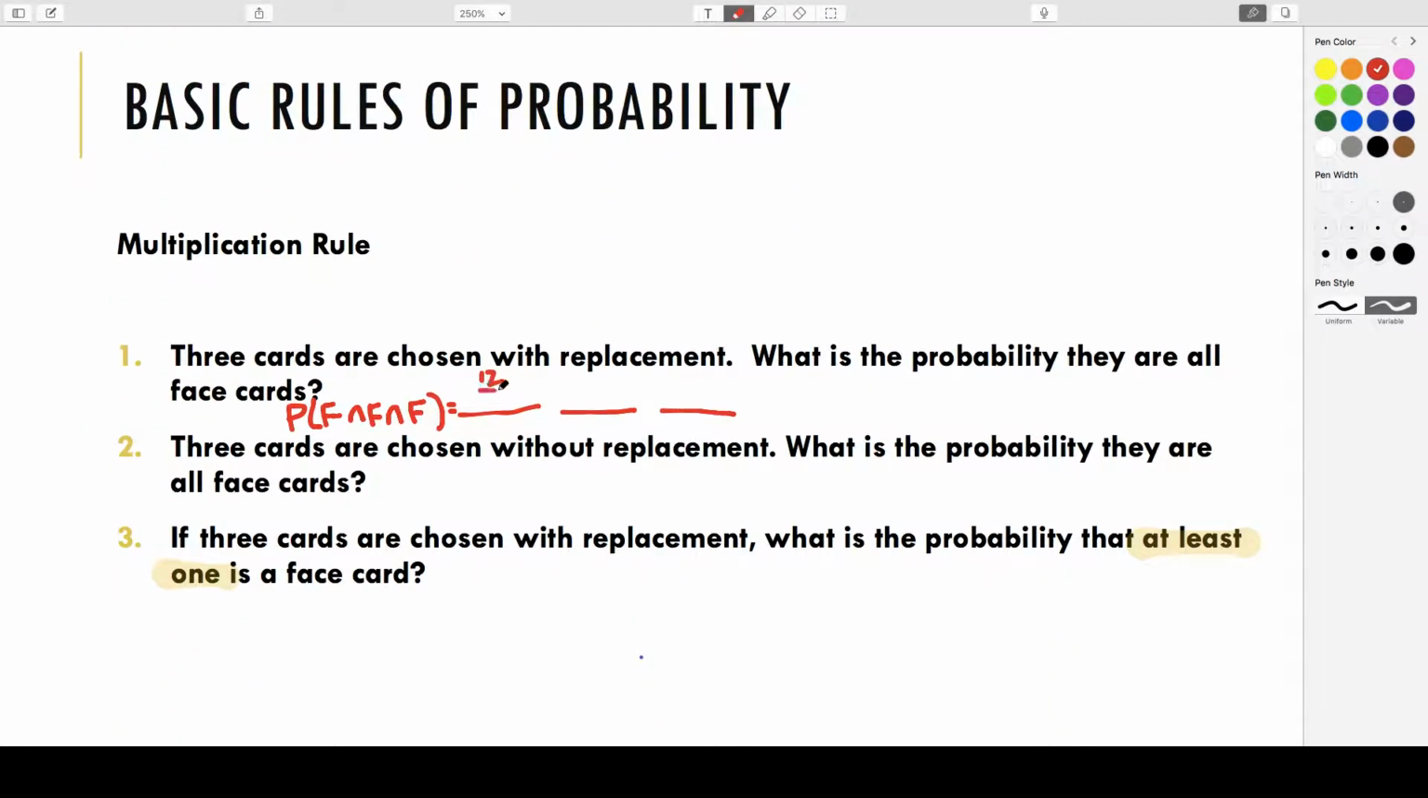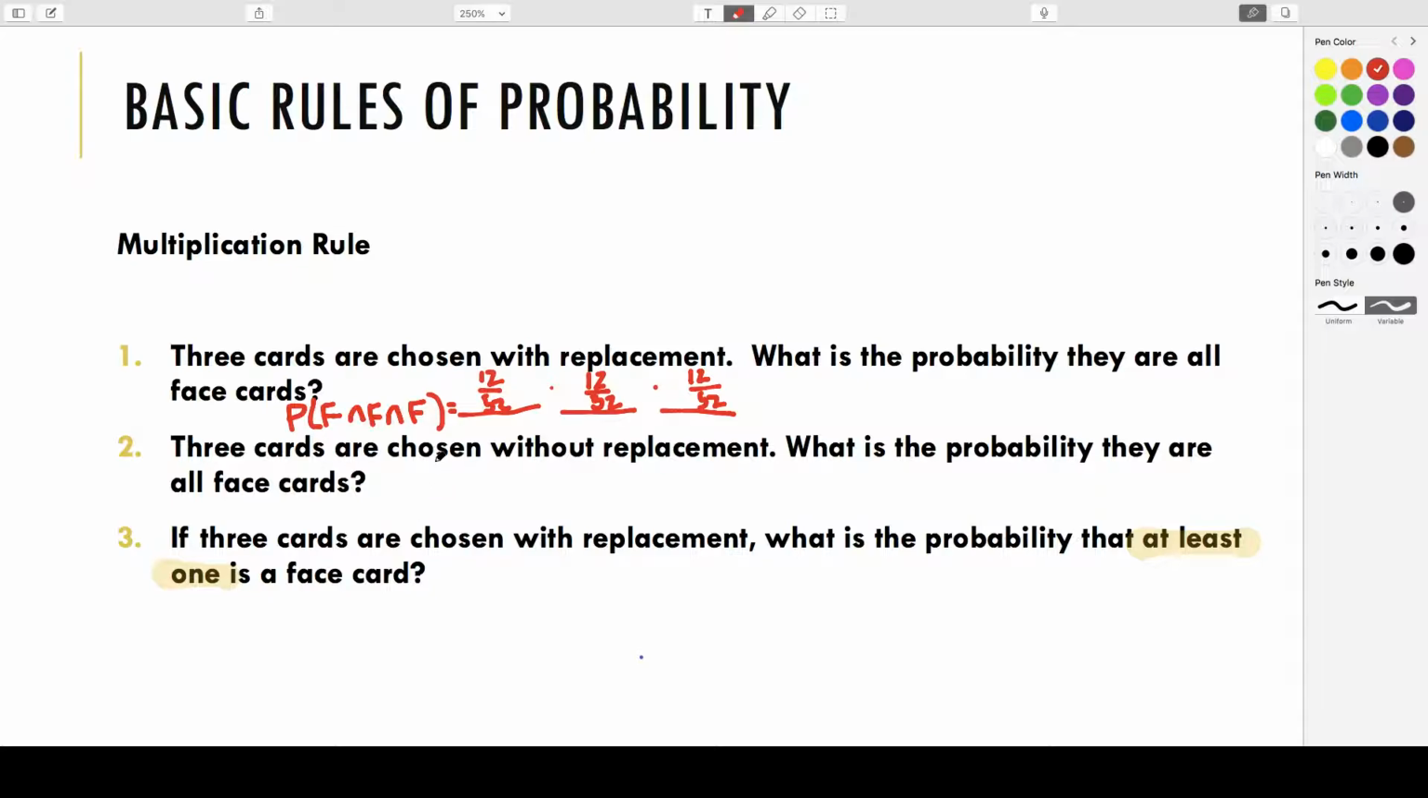12 out of 52. Good. I take that card and I replace it, shuffle the deck. What's the probability the second one is a face card? I take that card, put it back in the deck, shuffle. What's the probability the third one is? How do I get my final answer? Multiply, hence the multiplication rule. I'm not going to do that. Just whatever that answer is.